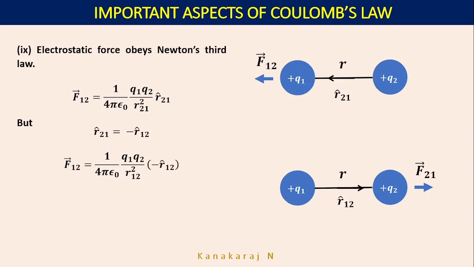Remember, the magnitude of R21 square and R12 square are same. So F12 vector equals minus 1 by 4 pi epsilon naught Q1 Q2 by R12 square R12 cap. So the right hand side is minus F21 cap. So F12 vector equals minus F21 vector. So electrostatic force obeys Newton's third law.